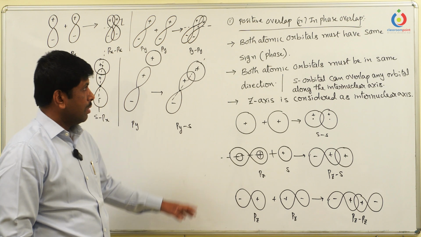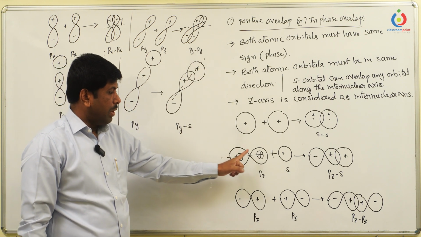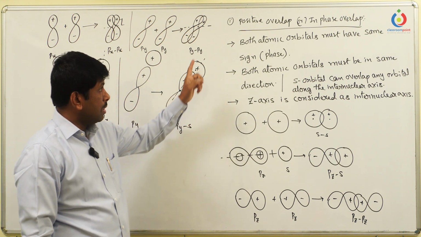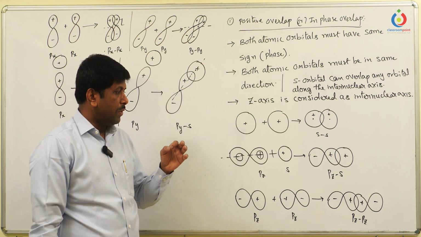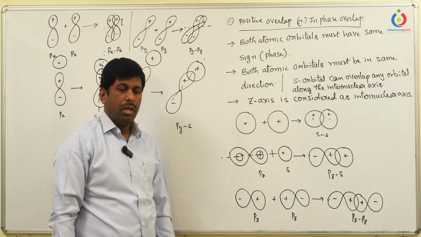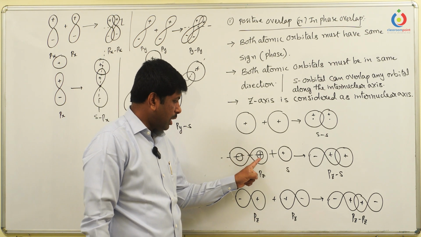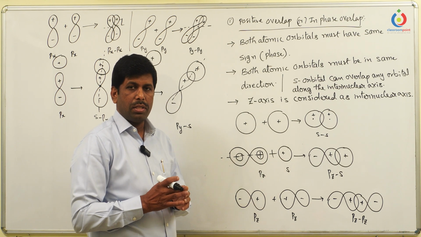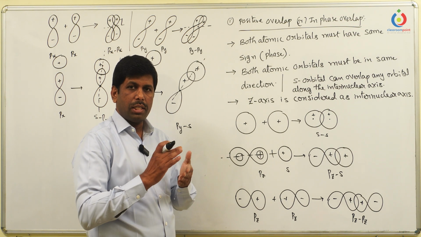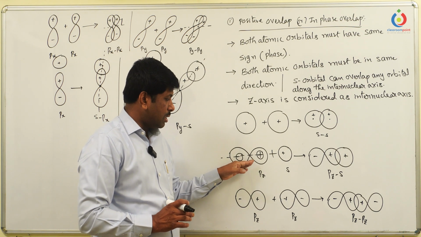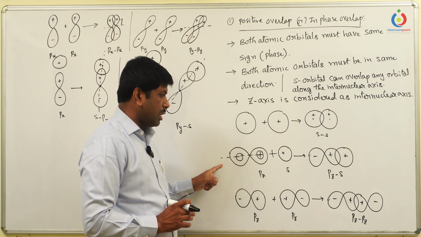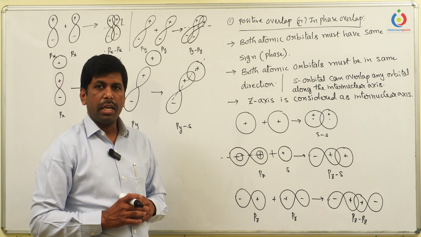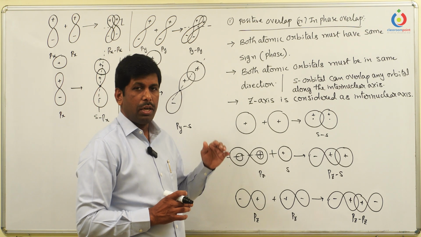So in these cases, whenever the sign is the same, the overlapping takes place. Such an overlap is called positive overlap or in-phase overlap. In-phase overlap leads to the formation of a bond. That means here electrons are on the plus side, and here also electrons are on the plus side. When electrons on the plus side overlap with each other, there is a chance for the formation of a bond. If electrons are on the plus side here and on the minus side there, they cannot overlap. Such an overlap is called negative overlap or out of phase overlap, which we shall see now.